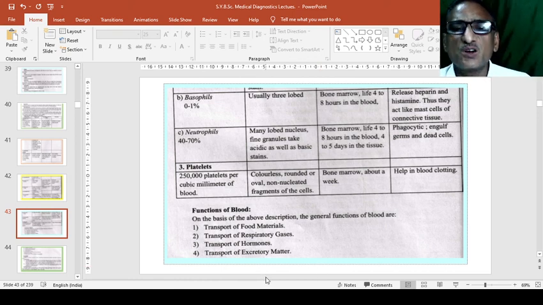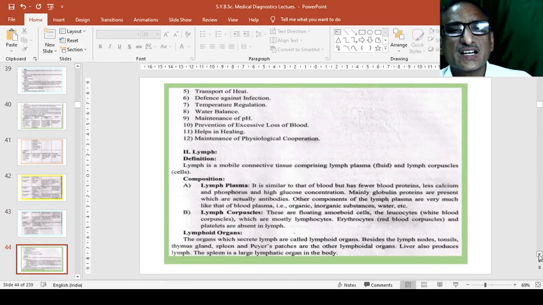Now we will see overall the functions of blood. We have seen in detail the blood cells, blood plasma, blood corpuscles, etc. Now the total function of blood is transport of food material, respiratory gases, hormones, excretory matter and heat, and defense against infection. They also regulate the temperature of the body and water balance. They maintain the pH of the body and prevent excess loss of blood. They help in healing and maintain physiological cooperation of the body.